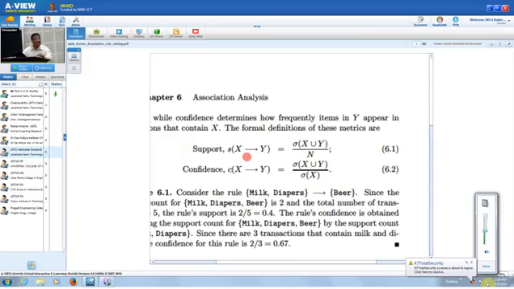Now the second issue is your confidence. What is meant by the confidence of X implies Y? It is sigma of X union Y by sigma X. That means the number of transactions that contain both X and Y over only the transactions that consist of X. You are making a statement that if X is procured, Y also will be procured. Do you agree? So how much confidence do you have for that statement?